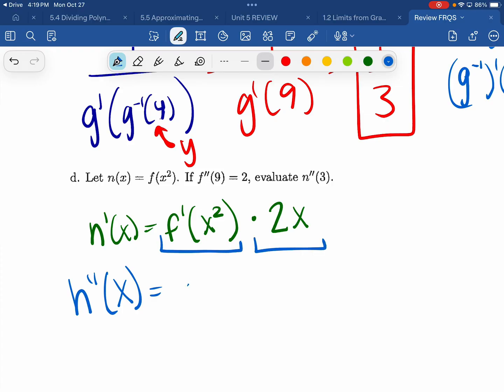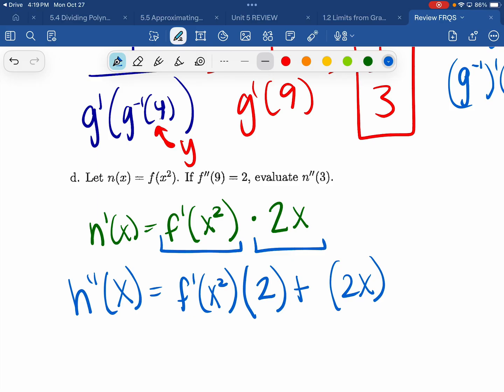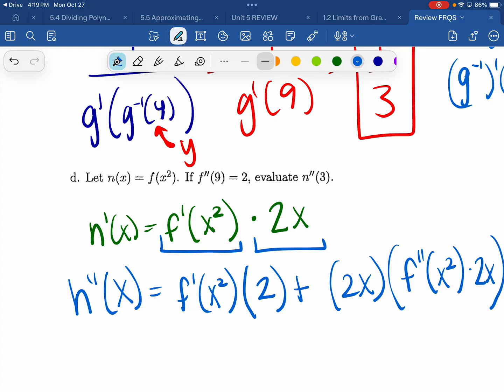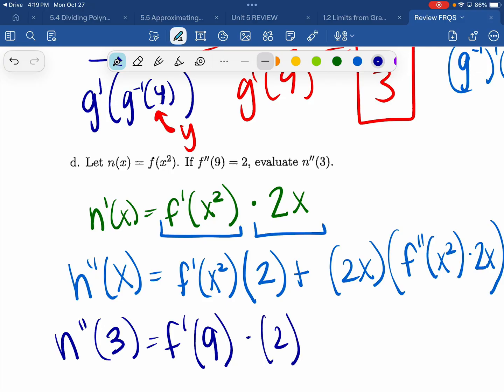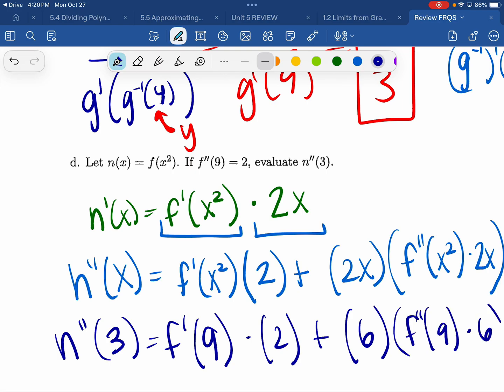1, 2. So 1, derivative of the second is just 2, plus the second function, derivative of the first, which is f double prime of x squared, times the derivative of the inside, 2x. And then we're going to plug 3 in. My n's are slowly starting to turn into h's. So n double prime of 3 is going to give you f prime of 9 times 2 plus f double prime of 9 times 6.